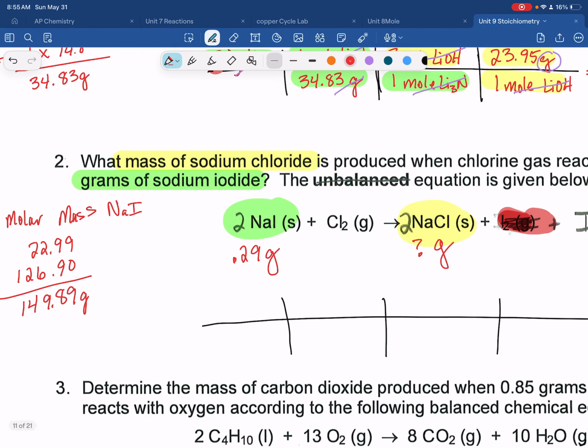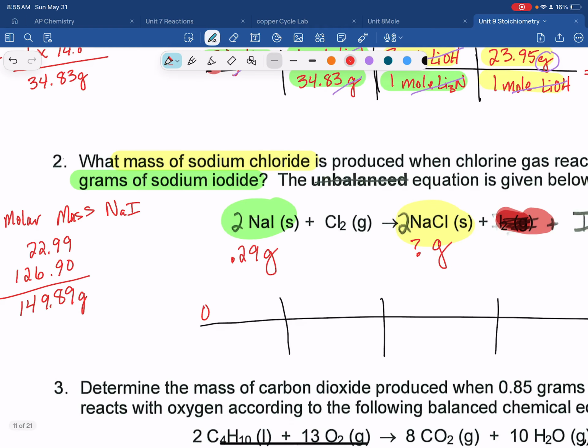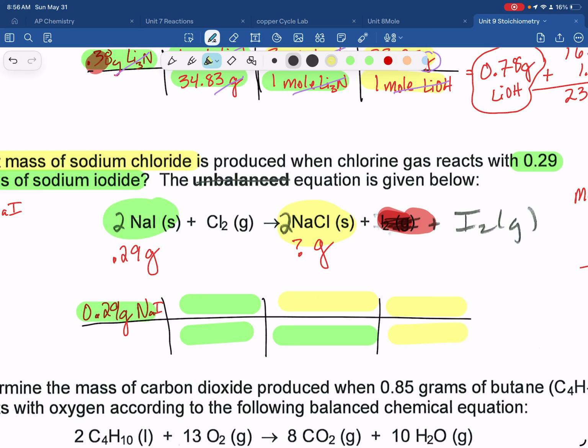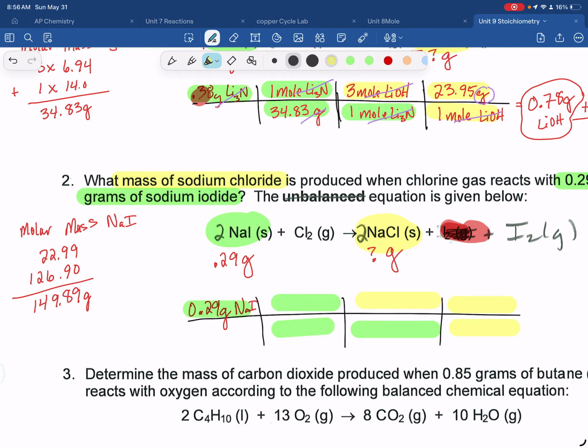So what we start with goes, as always, the number given in the problem goes here. So 0.29 grams of NaI. What I'm going to do first is I'm going to use the molar mass. So the first half of my problem is all about the NaI, and the second half is all about the NaCl. So starting with what we've given and ending up with what we're looking for.